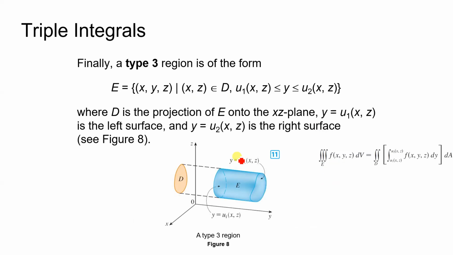So the third type of region E: in this type we can determine y as a function of the variables x and z. That is, y is bounded below and above by two functions of x, z, whereas (x,z) belongs to the region D, and region D is the projection of this solid onto the plane xz.